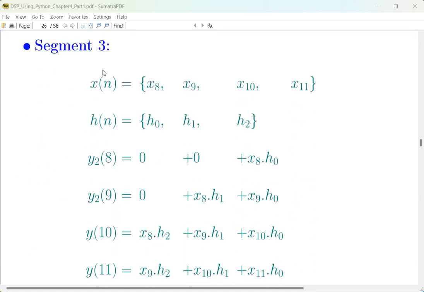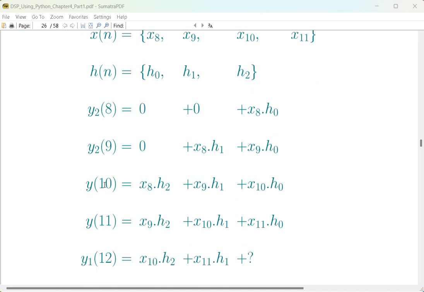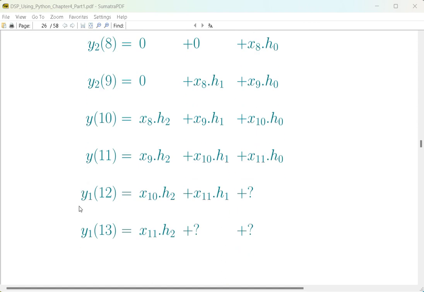Now segment 3, x8, x9, x10, x11. H the same. Now y2 of 8 will be equal to 0 plus 0 plus x8 h0. y2 of 9 is equal to 0 plus x8 times h1 plus x9 h0. Now y10 is okay, y11 okay, y1 of 12 missing info, y1 of 13 missing info.